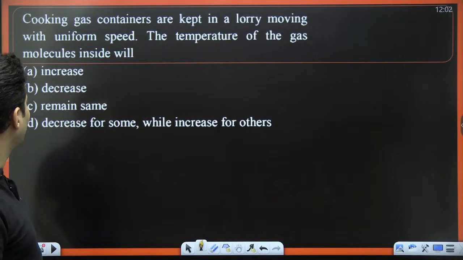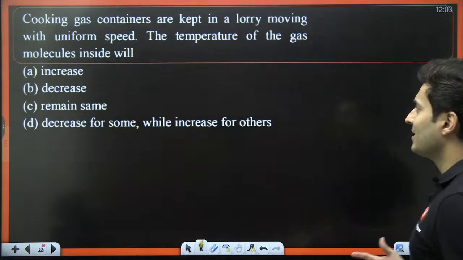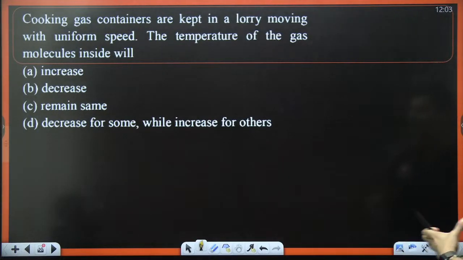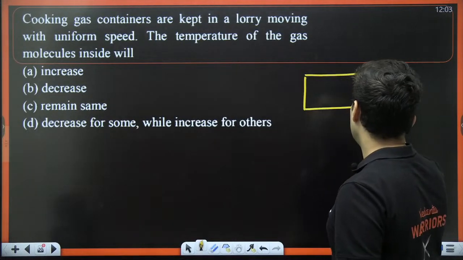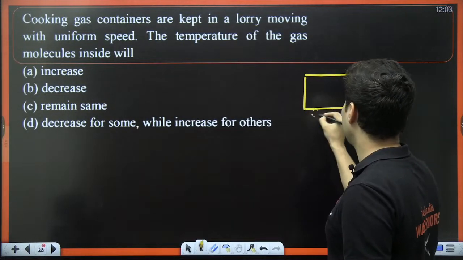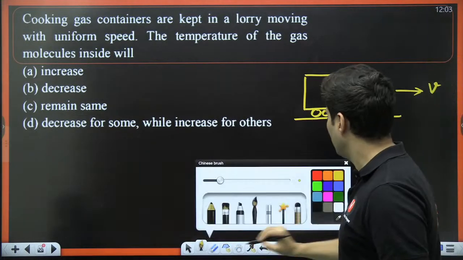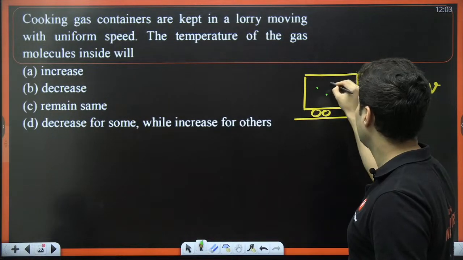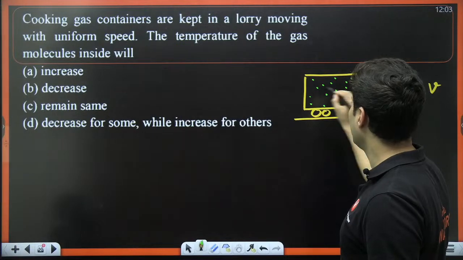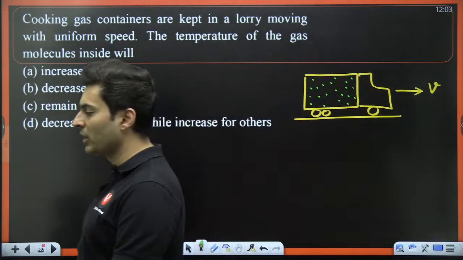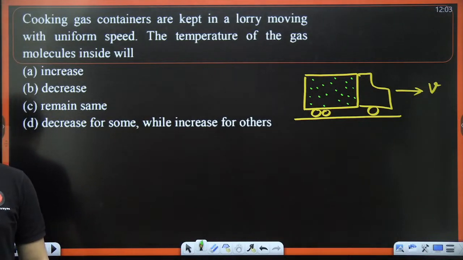Okay, let's have a look at certain questions coming up on KTG. Cooking gas containers are kept in a lorry which is moving with uniform speed. So there is some gas kept in a lorry, and that lorry is moving with some uniform speed. What do you think will happen just because the lorry is moving? Think quickly and let me know.